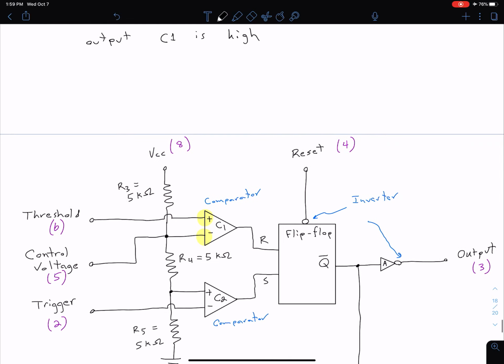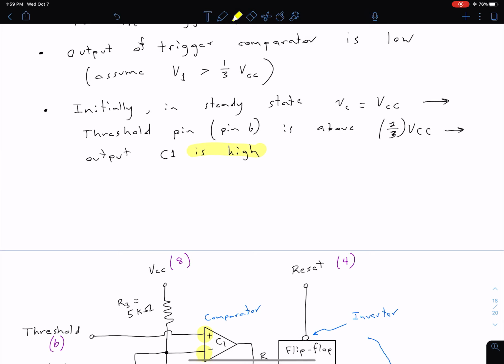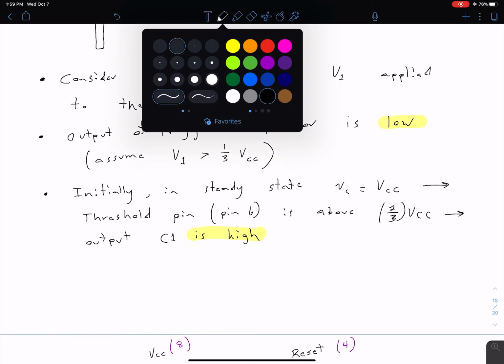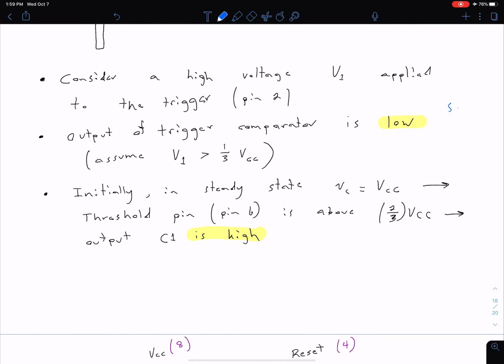And so the output of comparator 1, we can see, is our R input to our flip-flop. So the output of C1 is high, and up here we said the output of our trigger comparator is low. So what that means is we have S equals 0, R equals 1.